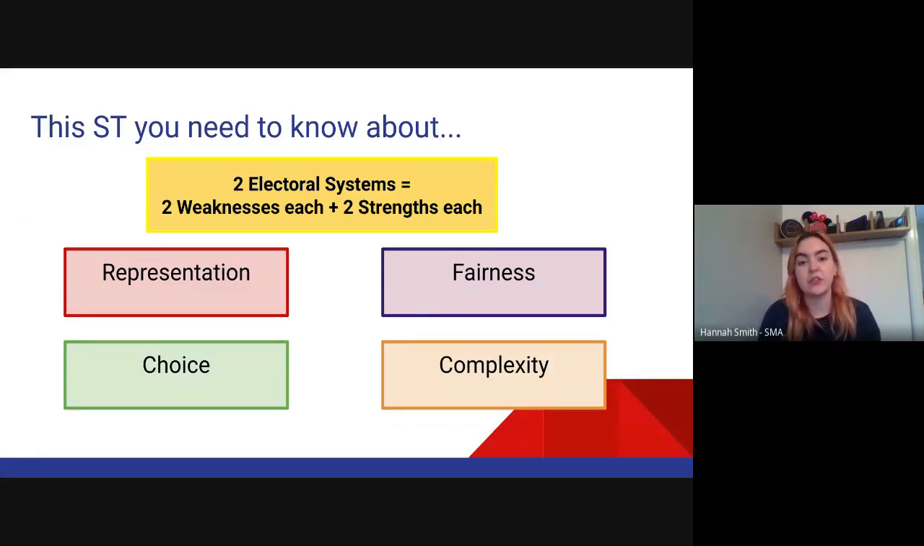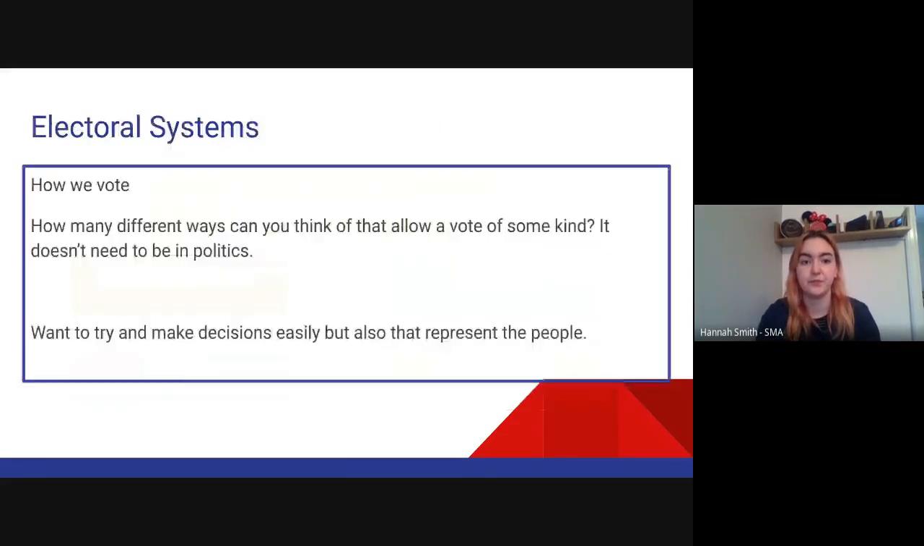I would recommend that you think about this when you're looking for, right, how do I know if it's a strength or a weakness? Representation, fairness, choice, and complexity. Representation, is it a fair representation? Does it equally represent the constituents? Fairness, does it give everyone the same chance? Does it give women and ethnic minorities more of a chance? Choice, do the electorate have a fair choice of who they want to represent them? And complexity, is it an easy vote or difficult to understand?